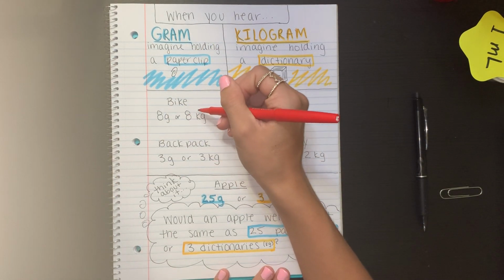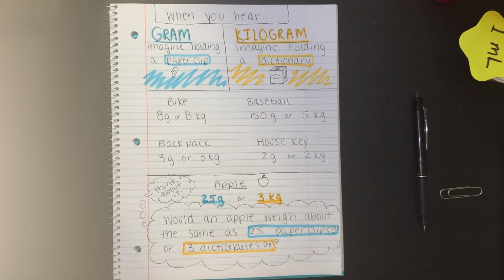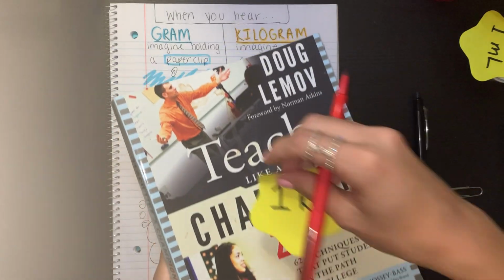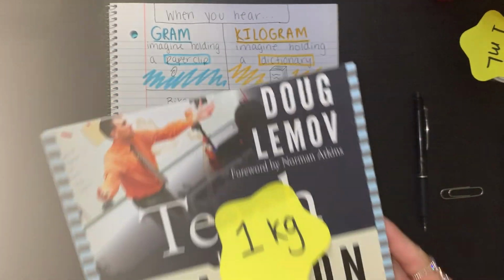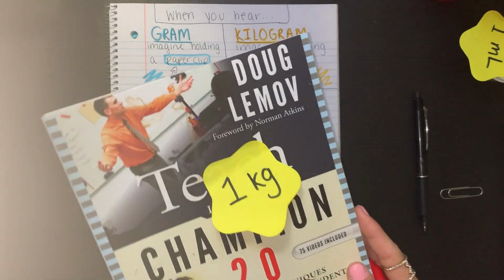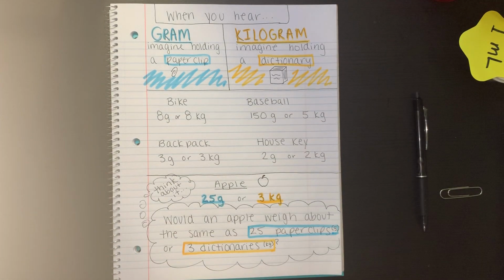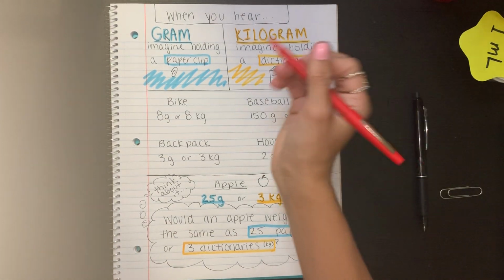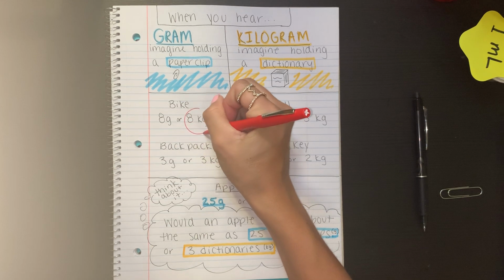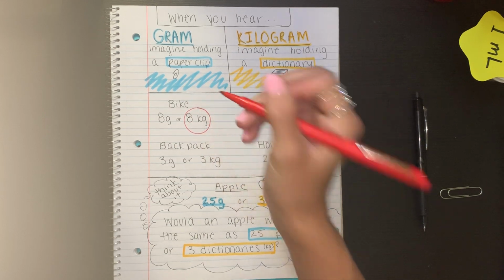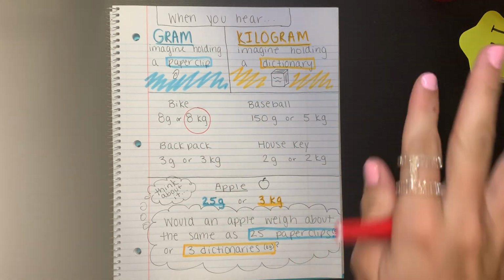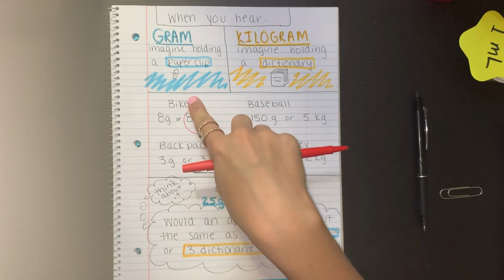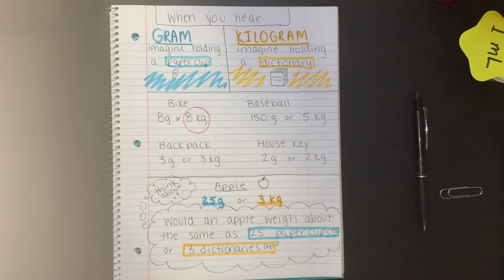So I'm gonna look at 8 kilograms, and when I think of 8 dictionaries or 8 sturdy books or 8 baseball bats, I'm thinking that makes a lot more sense. And as an estimate, I think that 8 kilograms would be a lot better of an equivalent number to a bike than 8 grams. So you can see that's kind of how I break it down.